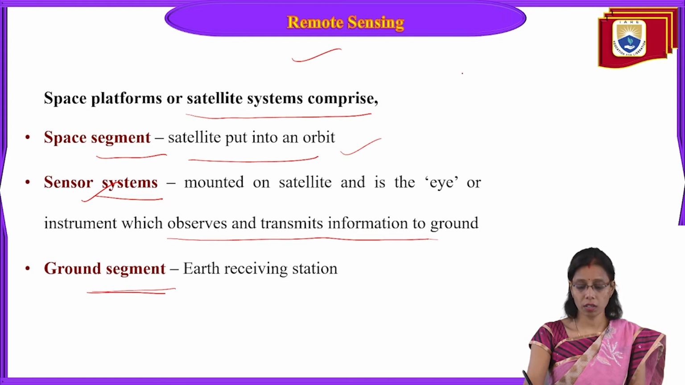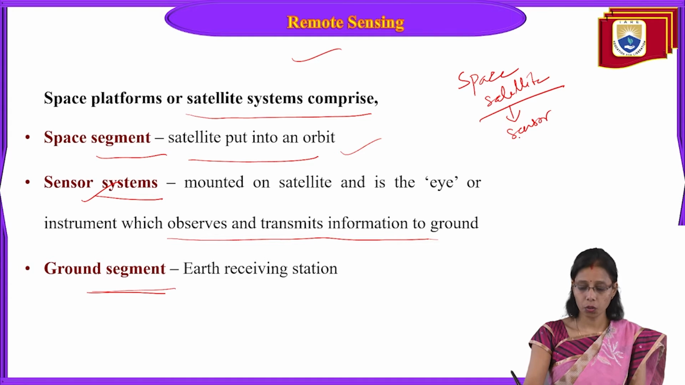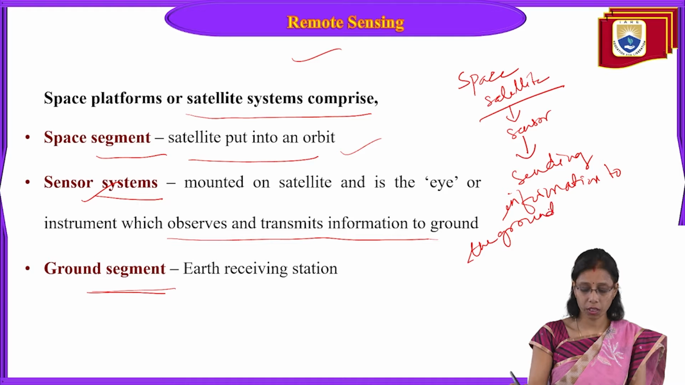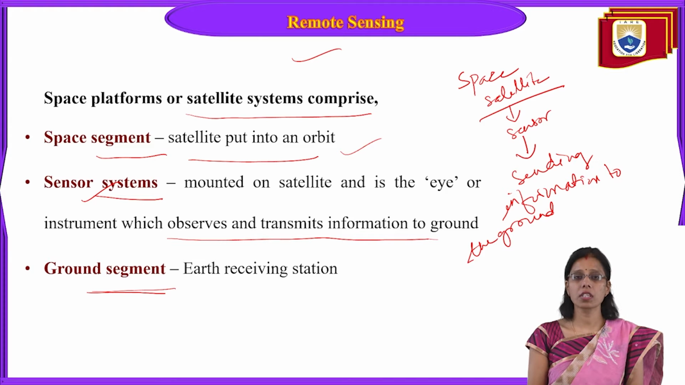So what happens is, in space we will have the satellite. With the satellite, a sensor will be attached. This sensor will be sending information to the ground, where we have a receiver station. That receiver station will receive the information in the form of satellite images with a high resolution, depending on the resolutions of the satellites.